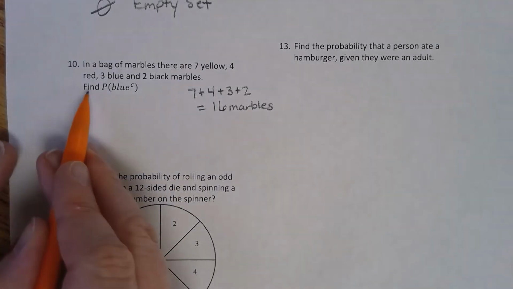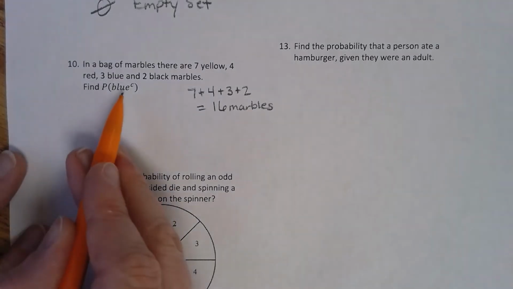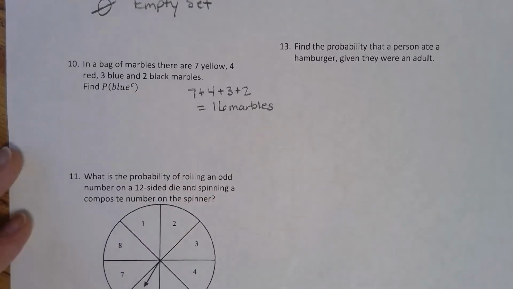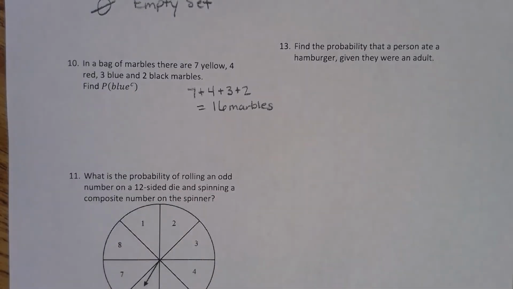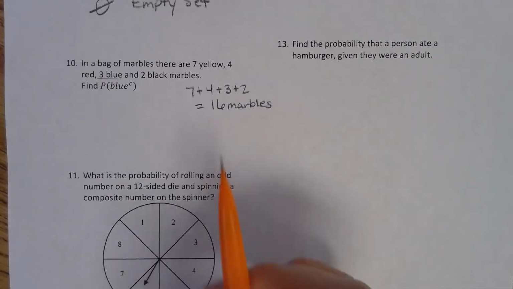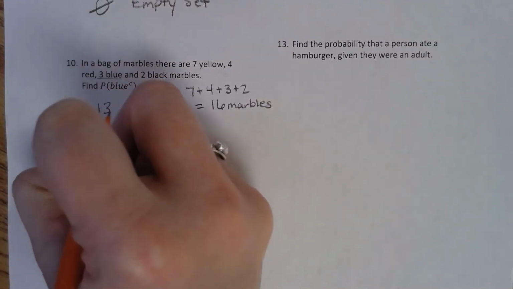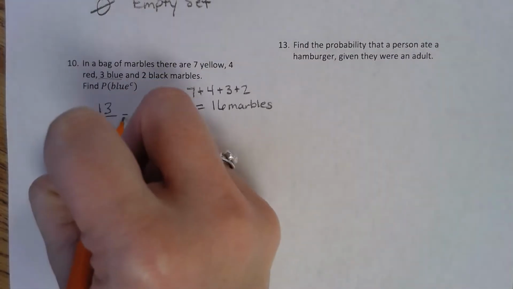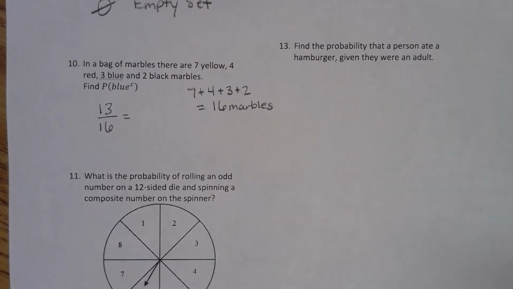We want to find our probability of not blue. The little C means complement, so that means not blue. Well, there were 3 that were blue, so if we take those from the 16, that gives us 13 out of 16 that are not blue.